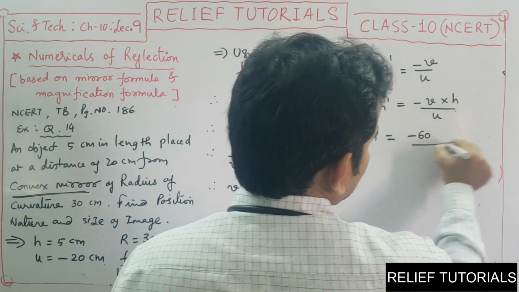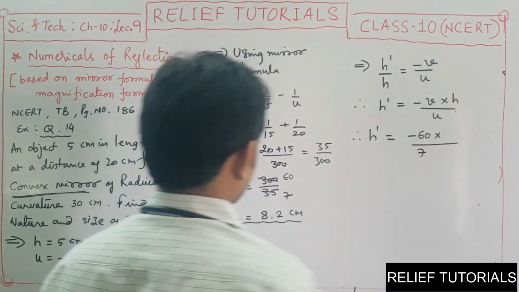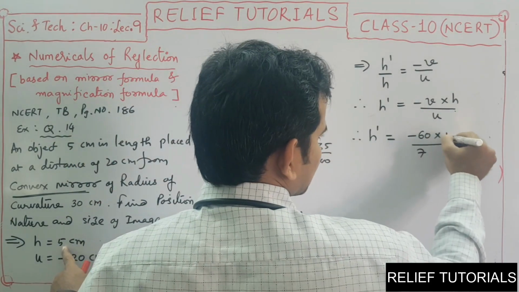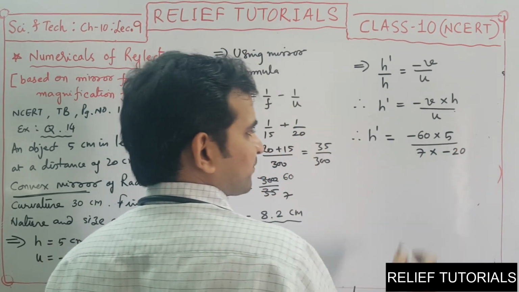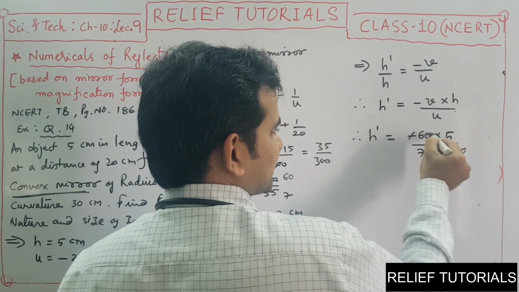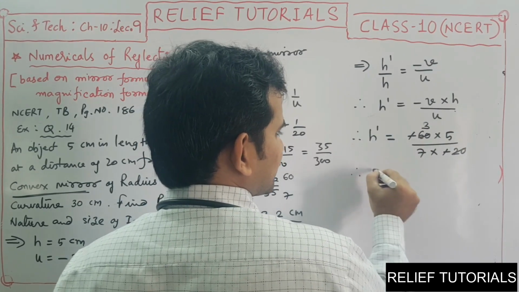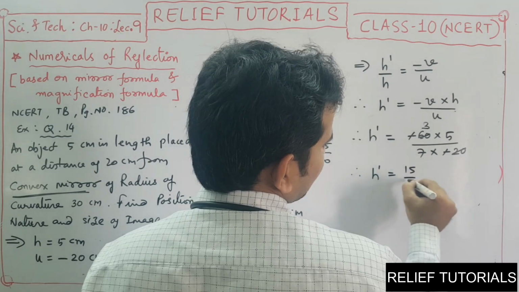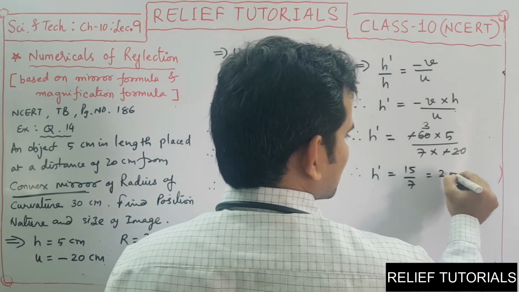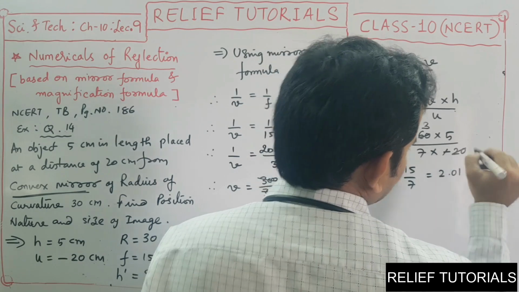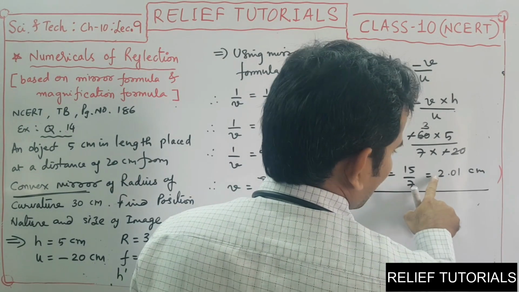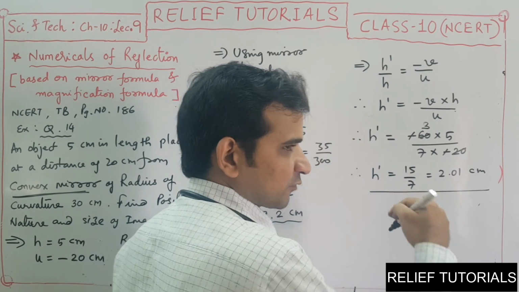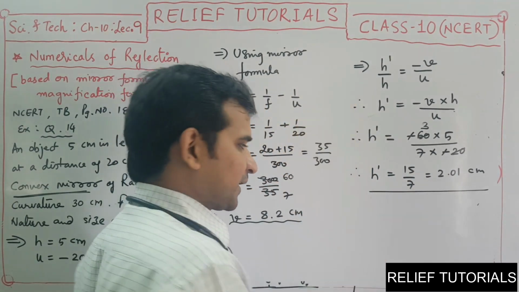So minus 60 by 7 into h. h is given as 5 and u is negative 20. It is minus 20. Minus minus cancelled. 20 3s are, 5 3s are 15 by 7. So it is 2.01 centimeter like this. Okay, so the size of image is 2.01. It is positive. The answer is positive, which indicates it is virtual and erect.